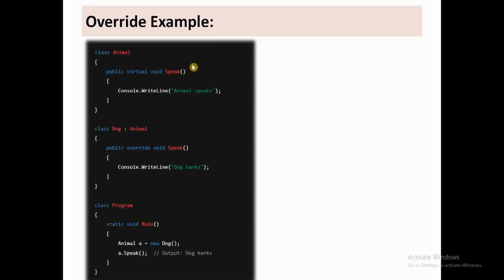Here we have the example of override. Here we have this virtual method. We are overriding this method with this one, as we are following the method signature, meaning the method name and parameters are the same here. Speak and speak are the same, and both are parameterless methods. So it is following the method signature, and here we initialize this one, and we are getting the value through the method.